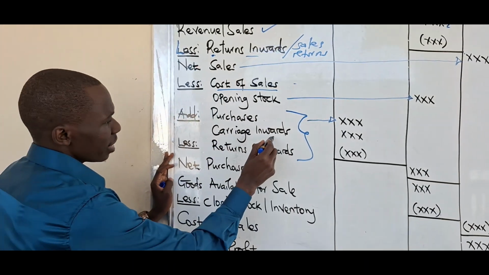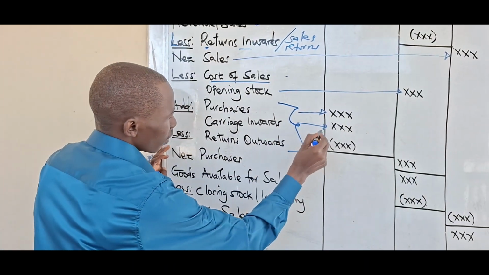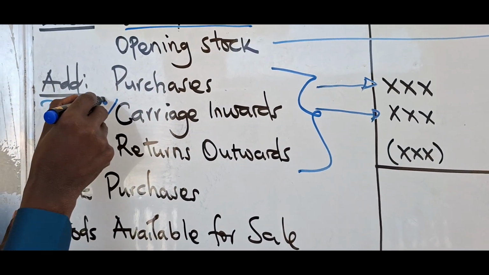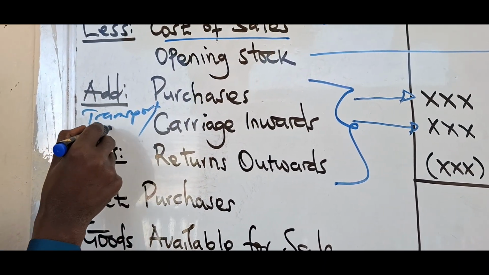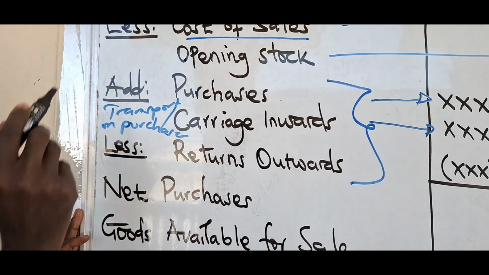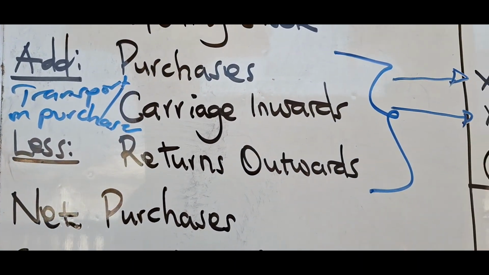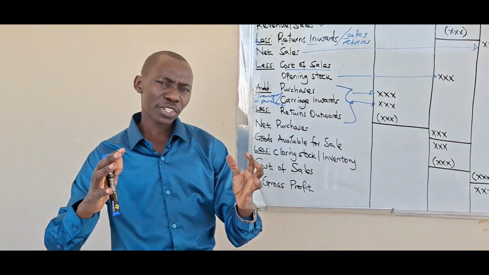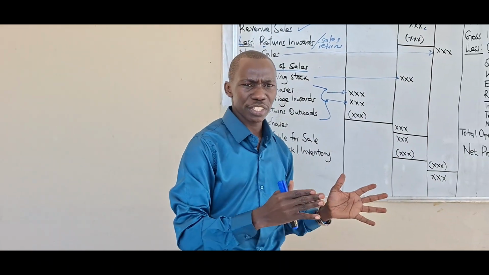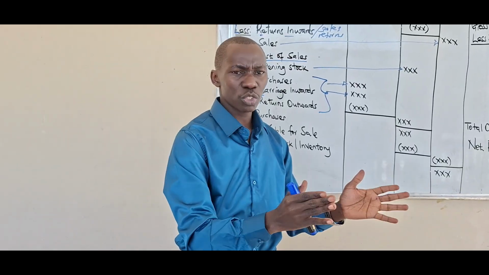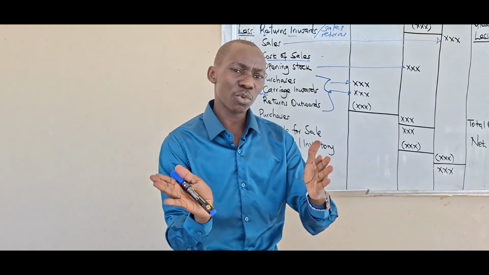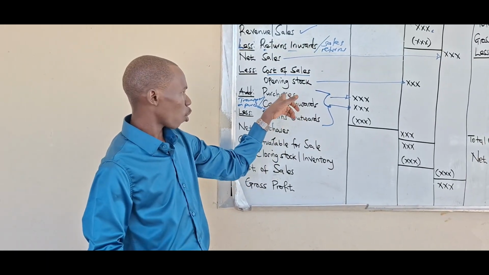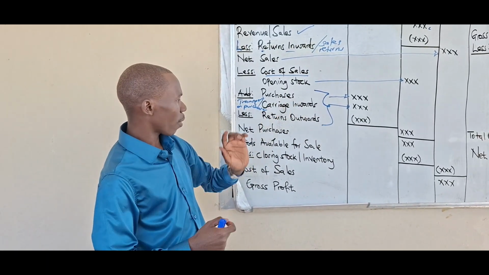We add carriage inwards. Why do we add this carriage inwards? This carriage inwards, I'm looking at transport on purchases. So when you buy goods from the supplier and you incur some transport costs to transport them from the supplier to your business, any cost incurred in form of transport, we take that as carriage inwards and we add on our purchases. That's why we put it here. It is transport cost on purchases. We add on our purchases.